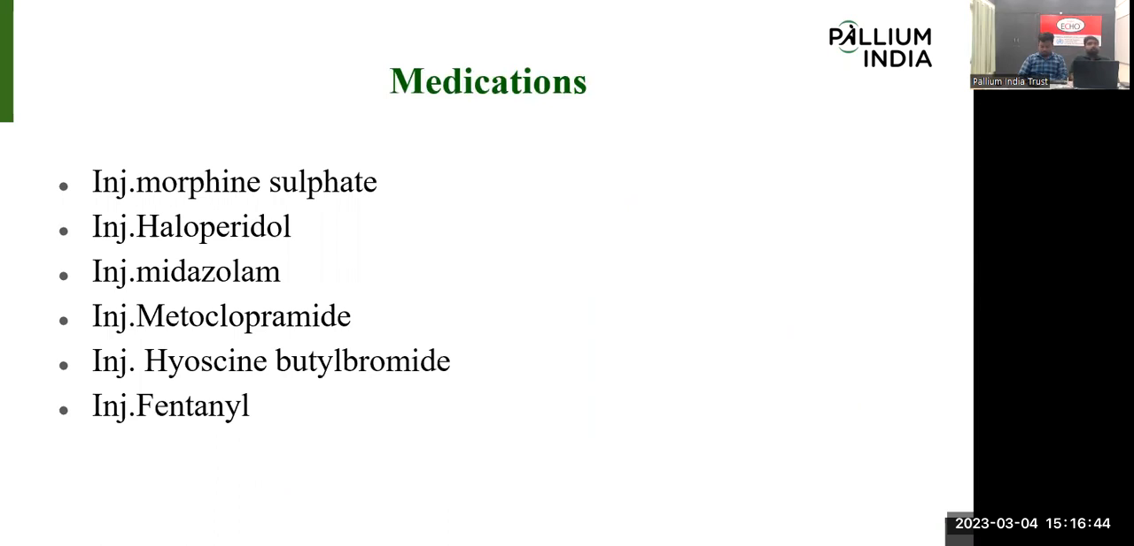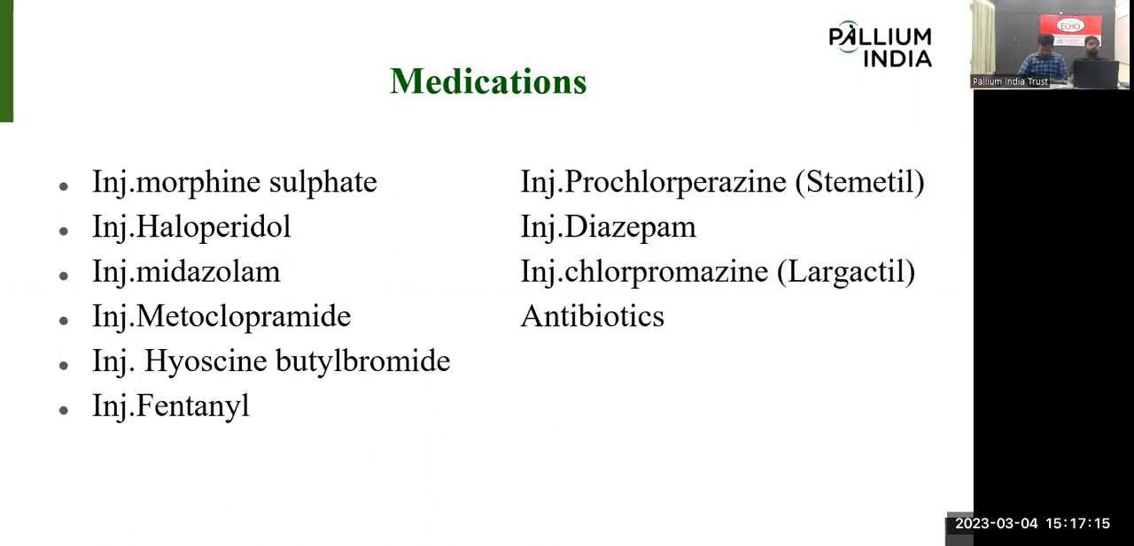Then these are some examples of medications we can give subcutaneously. Studies are going on daily, proving that some more medications can be given subcutaneously. But in our practice, we commonly give these types of injections subcutaneously. First, injection morphine, haloperidol, midazolam, metoclopramide, fentanyl, hyoscine butylbromide. These are the common medicines we can give subcutaneously.